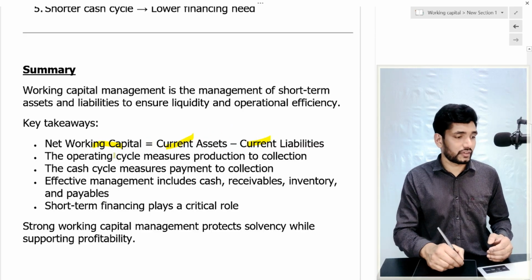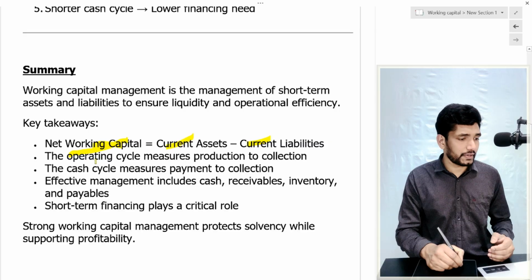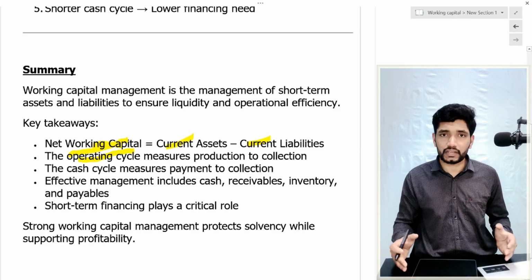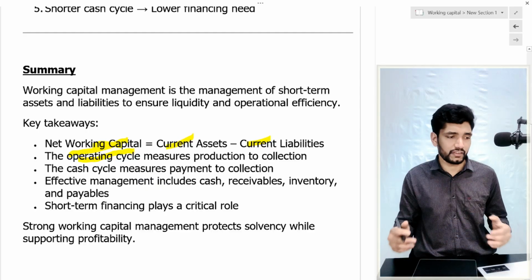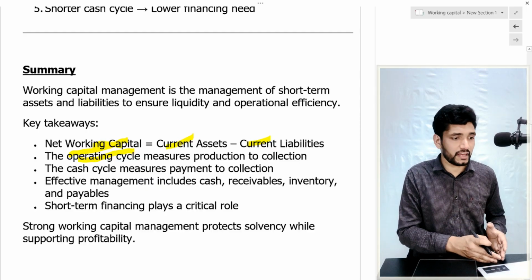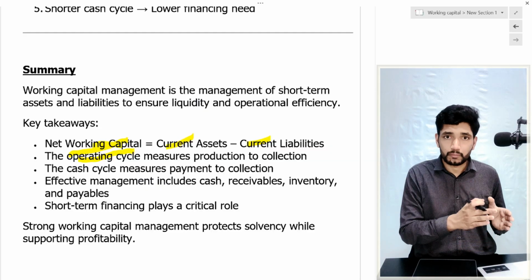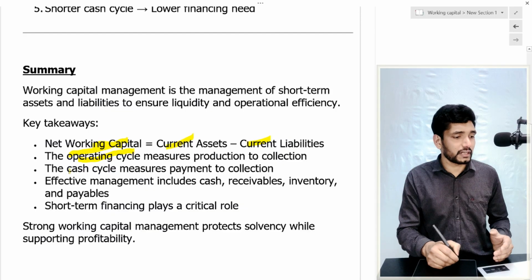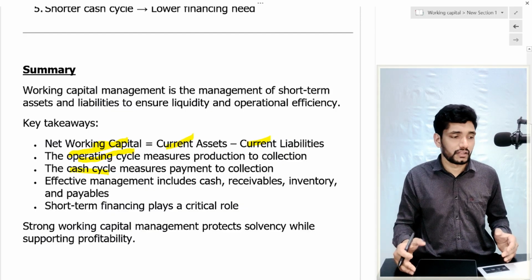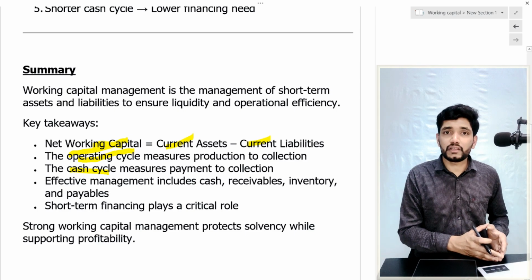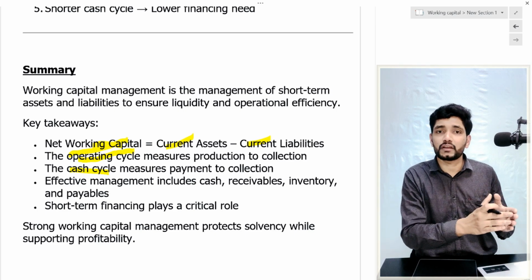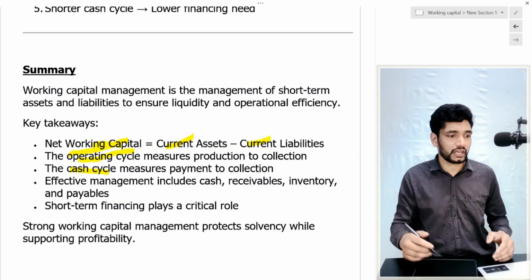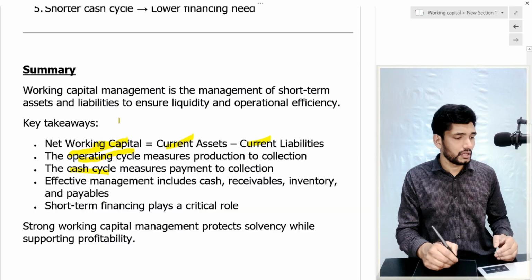Then what did we discuss about the operating cycle? The operating cycle measures the production to collection period, in days. It is measuring how many days it takes from the purchase to collection. Then the cash cycle measures the payment to collection period. That means how many days it takes to pay a supplier and to collect the money from the customer.